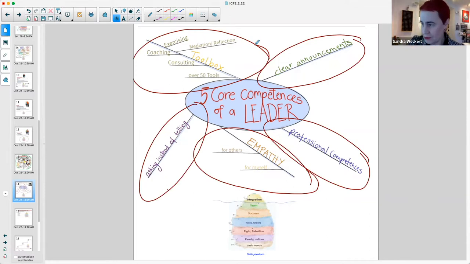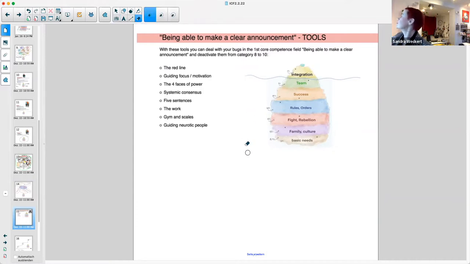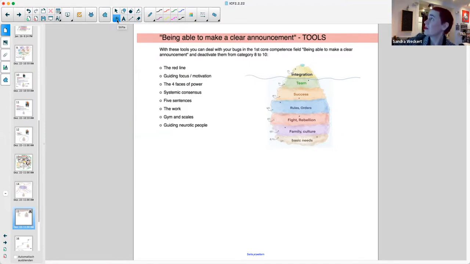And what we do then, we nearly made it, I'm coming to the conclusion right now. So we asked our coaches or our customers, well, tell us, what are your competencies? Do you know those tools? Do you know the red line, which is a tool for being able to make clear announcements? Do you know how to guide focus on motivation? Do you know the very nice tool, the four phases of power?